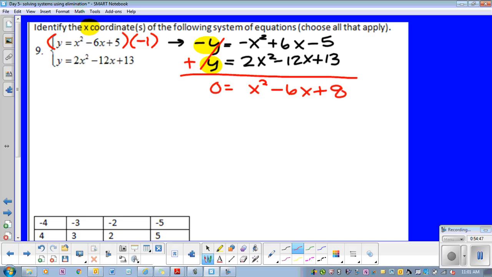I think it was number 5. We have to factor. Numbers that multiply to give me a positive 8, but add to give me negative 6 are what? Negative 4, negative 2. Great job.